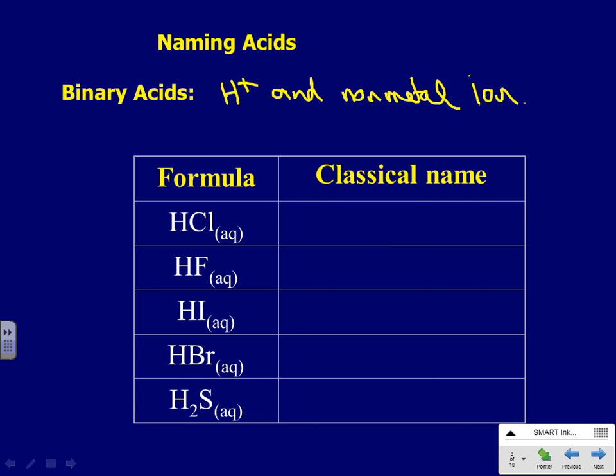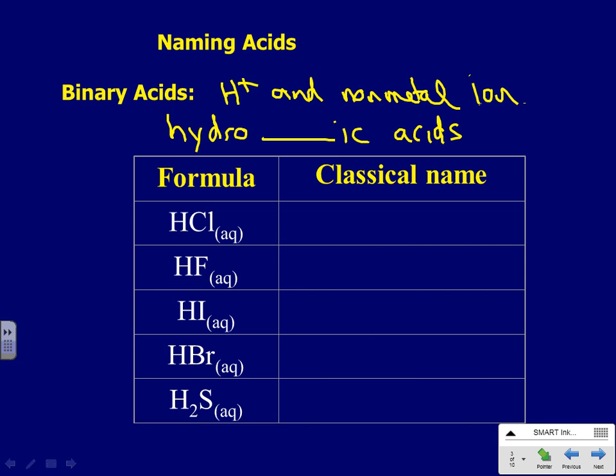And this naming system, when we have binary acids, these are called the hydro-blank-ic acids, because all of their names contain those parts. The hydro-blank-ic acids.